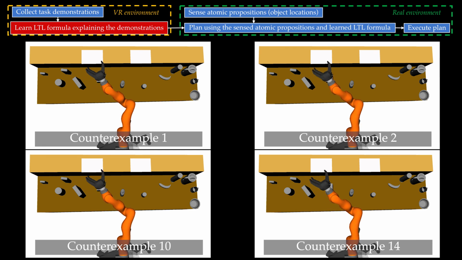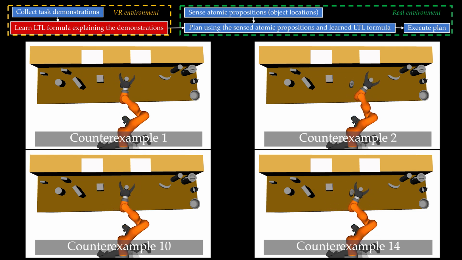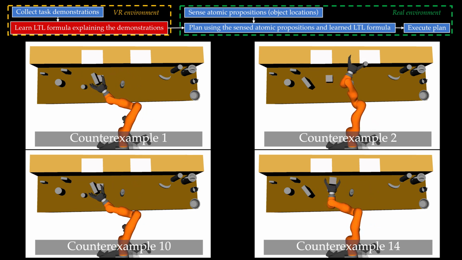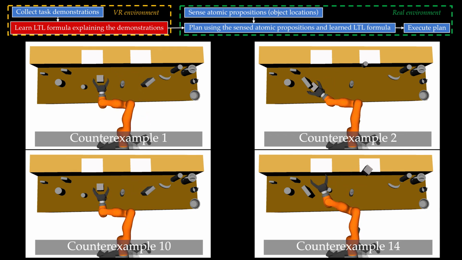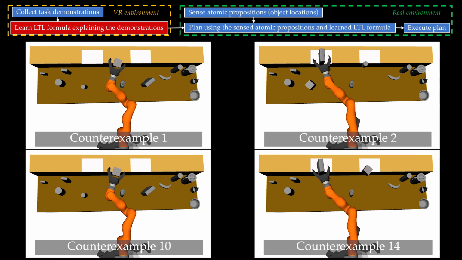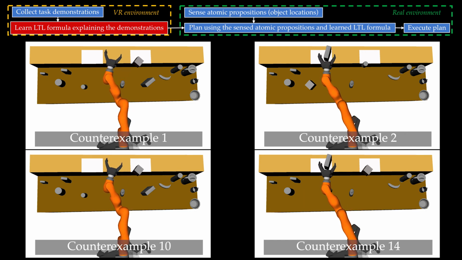We employ the falsification loop to learn the LTL formulas. Here are various counterexamples which are generated, all of which lead to lower costs due to missing constraints like ordering the tasks incorrectly or failing to deliver the correct objects to the correct locations.